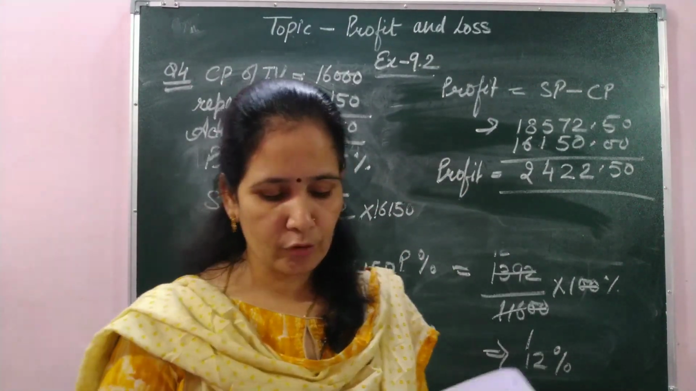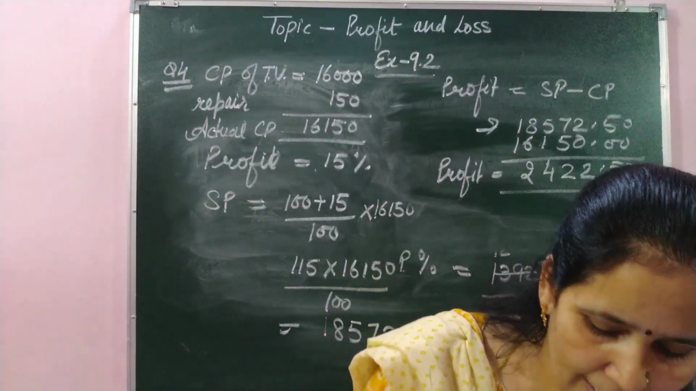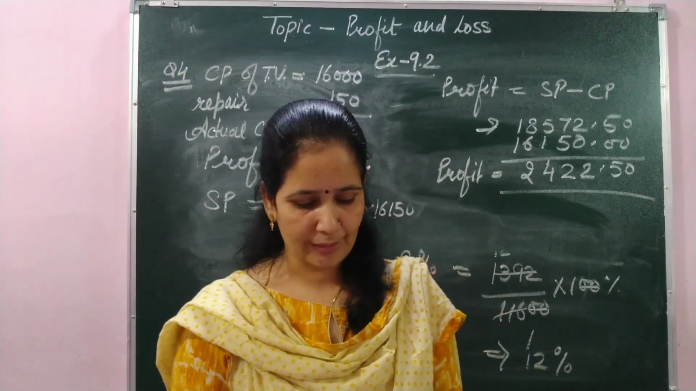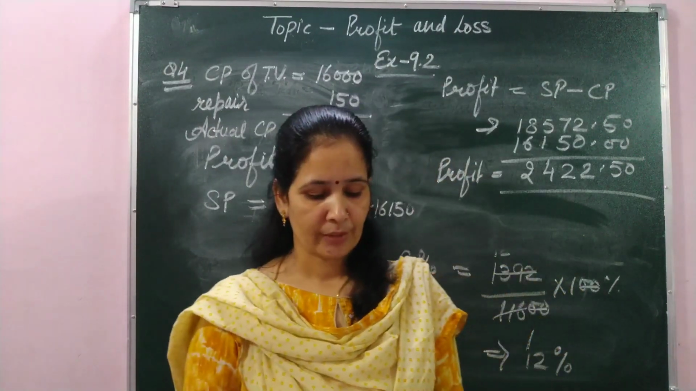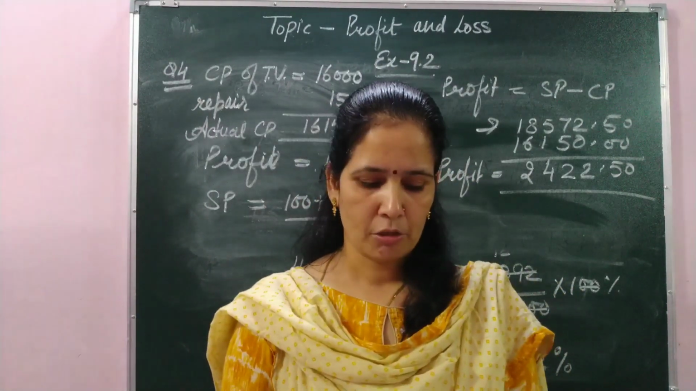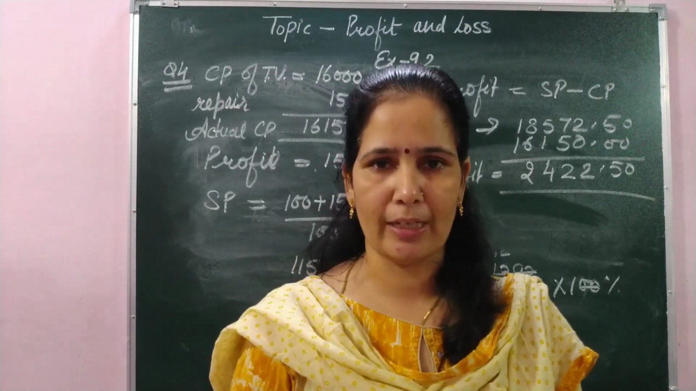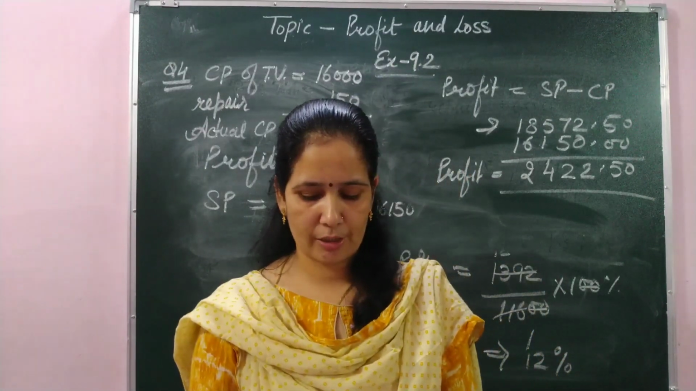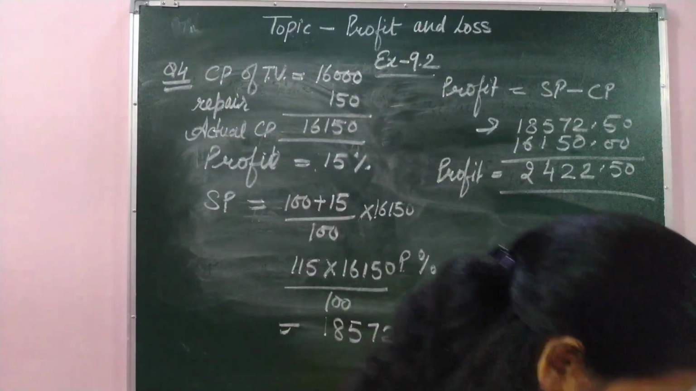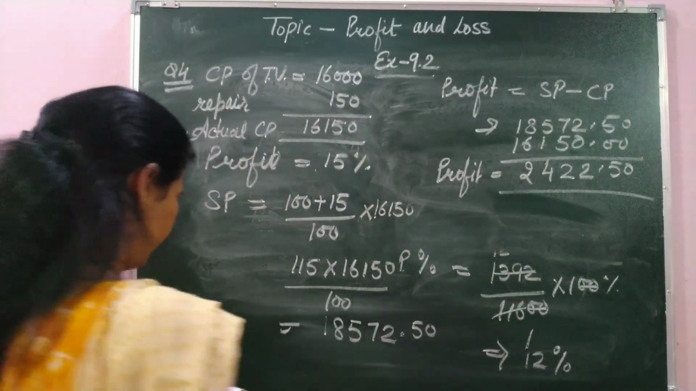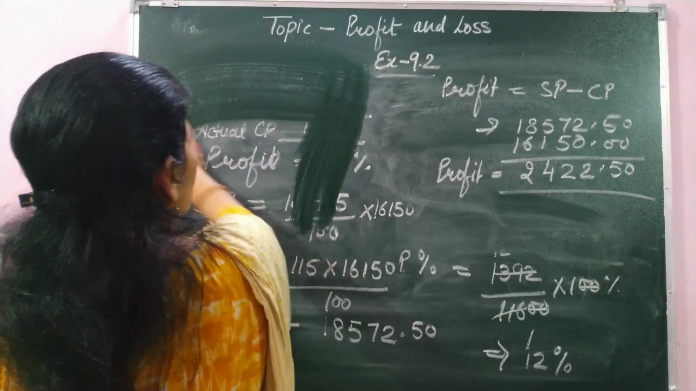So let's move to the next question. The next question is question number 5. Questions number 5, 6 and 7 are the same type of question. So students, here I am going to explain question number 5 and you have to solve questions number 6 and 7 by yourself. So let's start.